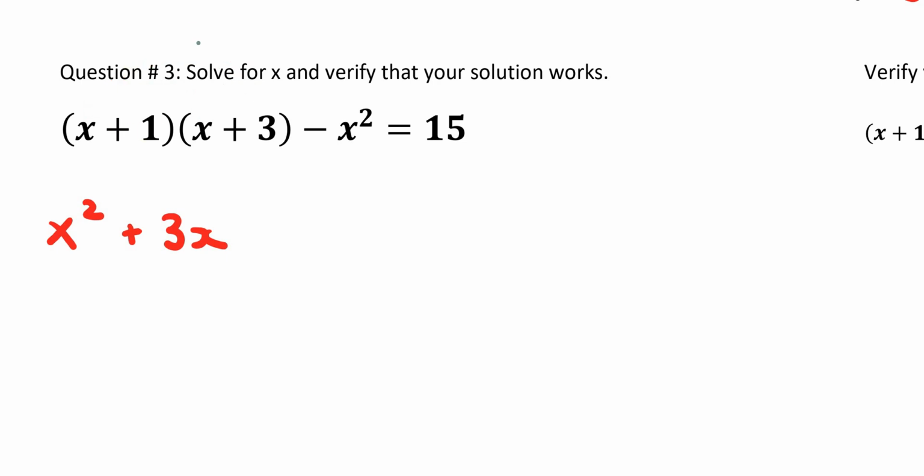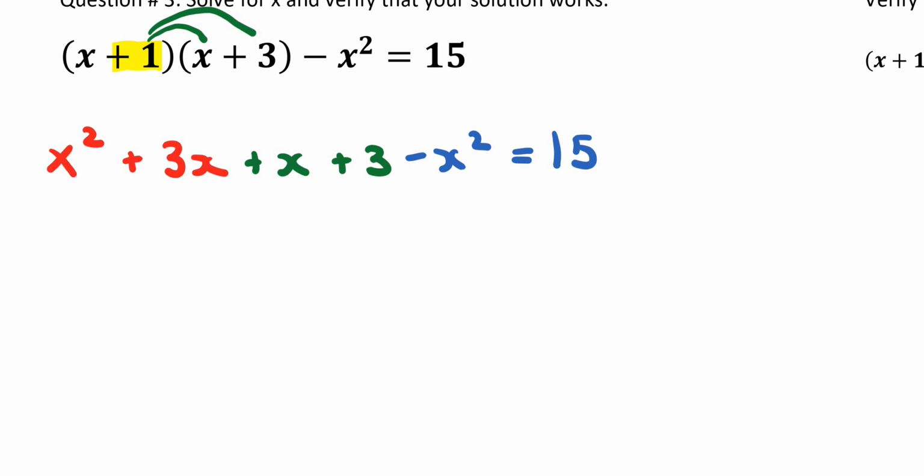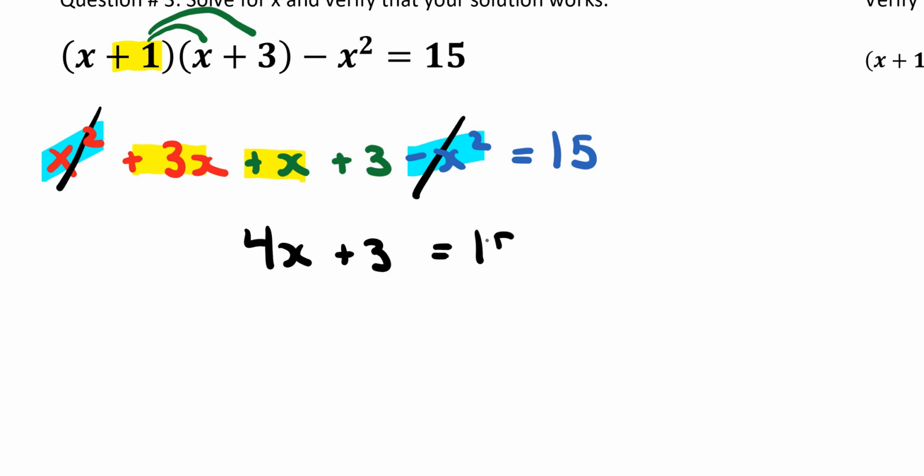All right, then let's just work the inside now. So 1 times x will give me positive x, and 1 times 3 is positive 3, and then I can minus the x squared, and then that would equal 15. Okay, so one thing you have to do now is collect like terms. I have my x squared and this negative x squared, so those will cancel off. If I add 3x plus x gives me 4x, so 4x plus 3 equals 15.